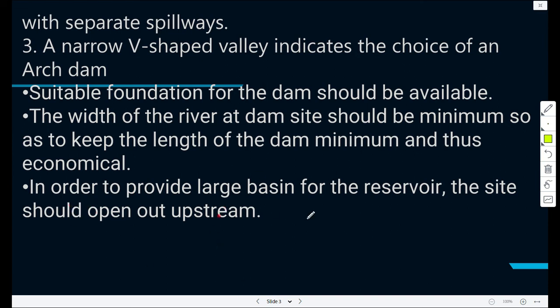And then, in order to provide a large basin or reservoir, the site should be open upstream. I've said this because once you impound, if this is your impounding structure, a lake kind of forms, this is the plan.